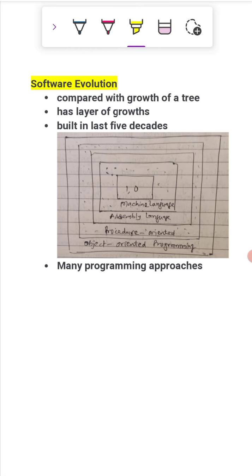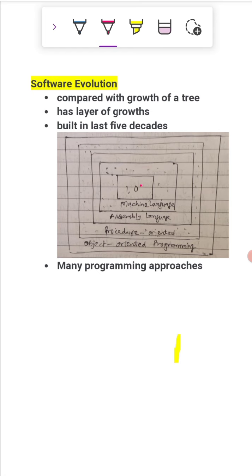As shown in the figure, each layer represents an improvement over the previous one. In software systems, each of the layers continues to be functional, whereas in the case of trees, only the uppermost layer is functional. Okay, so there are layers.